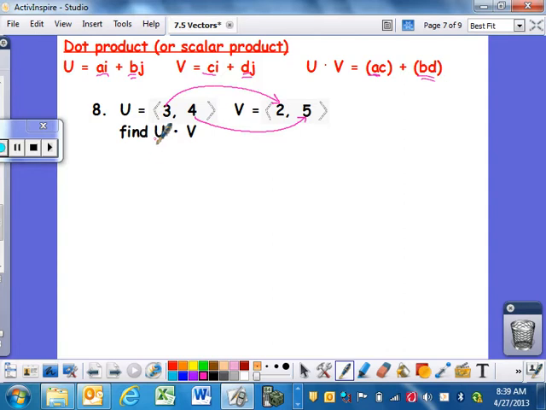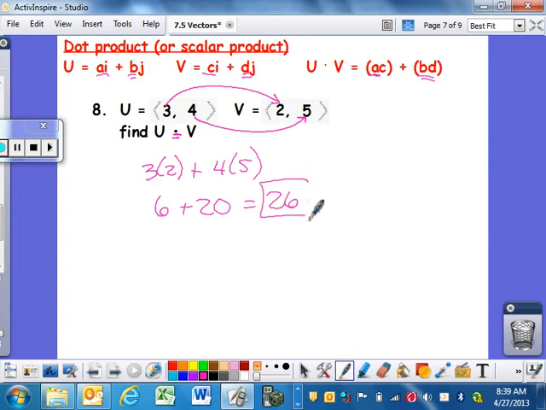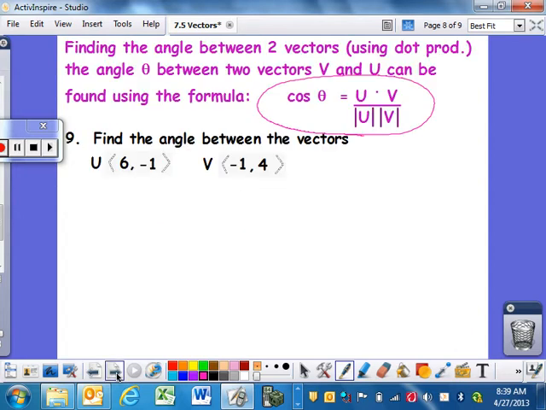So in this particular problem, the dot product of u and v would be 3 times 2 plus the y components multiplied together, and you end up getting 6 plus 20, and that equals 26. And what you would end up doing then is using that 26 in the formula that you see on the next page. So if I just ask you for the dot product, this is all you do. Normally I won't necessarily just ask for the dot product. I'm going to have you use the dot product so we can find an angle between two vectors.